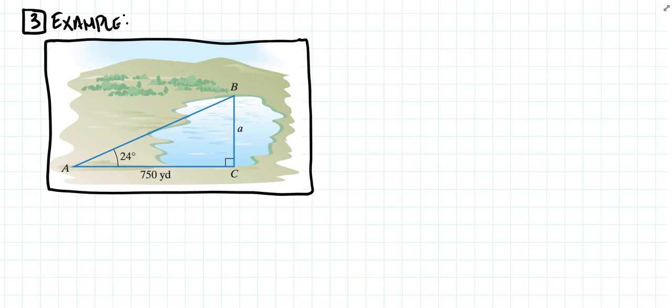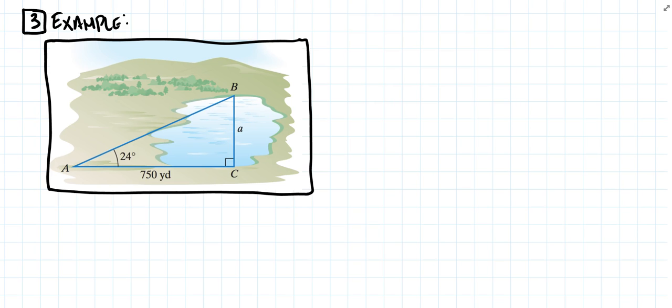Okay, here's box number 3. It says, the irregular blue shape of the lake represents a picture of a lake that's close by. The distance across the lake, which they're considering A, is unknown. To find this distance, a surveyor took the measurements shown in the figure. What is the distance across the lake?